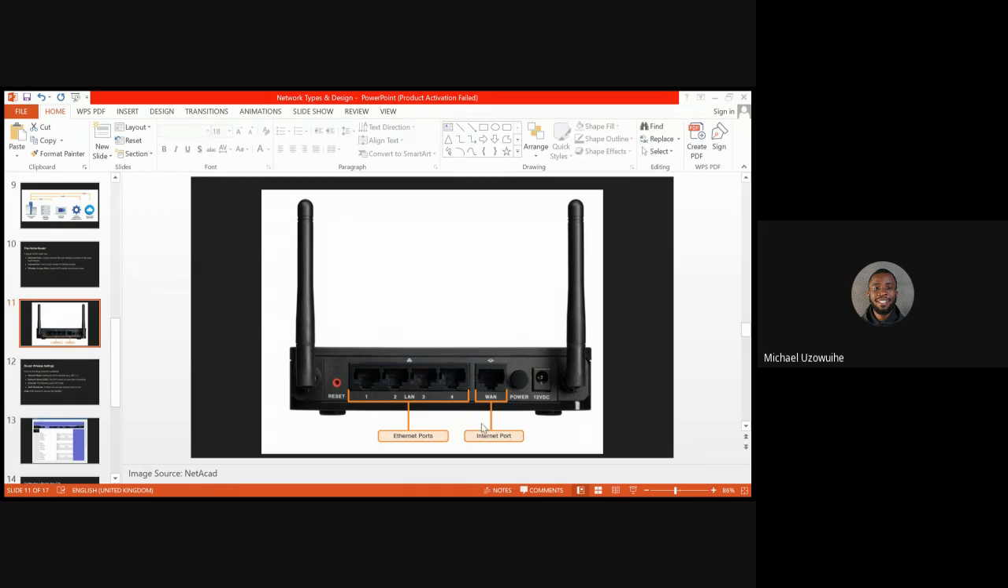So I know the question you'll be asking: where is the wireless? You see these antennas here, these long antennas? These are the ones that give you wireless access. This is what makes it.